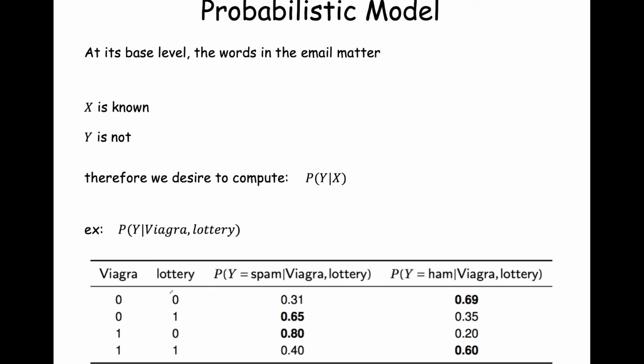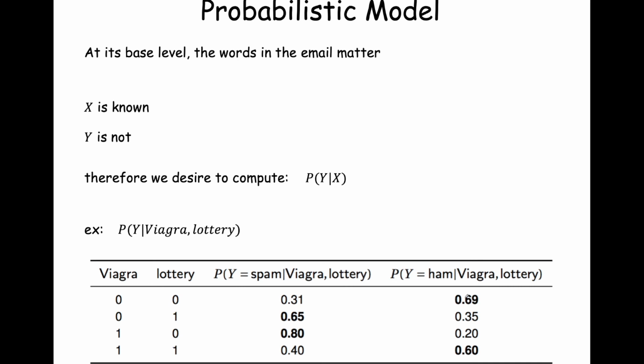Here we have Viagra, lottery: 00, 01, 10, 11, meaning that the presence of Viagra is in the 4th email and the presence of lottery is in the 4th email. But on the first email, there's no occurrence of the word Viagra and no occurrence of the word lottery. These are the respective probabilities, and you'll notice if you sum across the rows, that's equal to 1, law of total probability. We have 2 alternatives, spam and ham, on this condition. You have 0.31, 31%, 0.69, 69%. You add them together, that's 100%. So they are, in fact, probabilities.